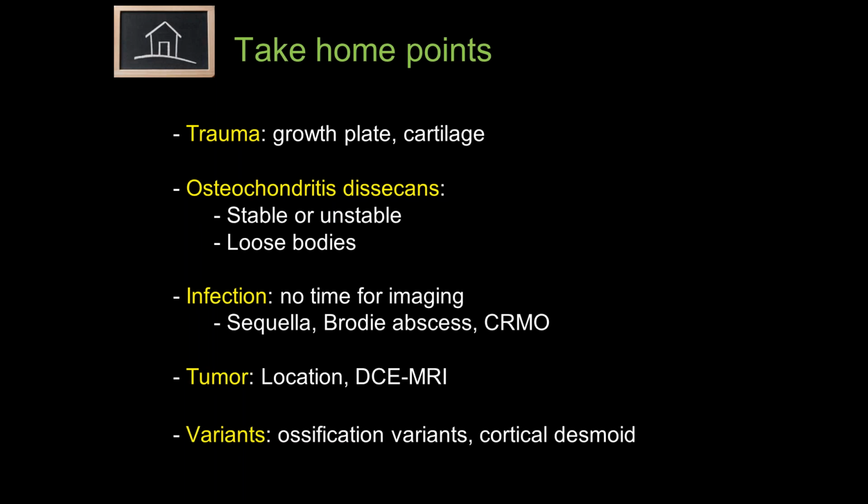And there is a lot of variance, as was discussed by Bert and myself. So there's ossification variance, and also keep in mind that the cortical desmoid is not a nasty tumor, but just a normal variant that we see quite often.